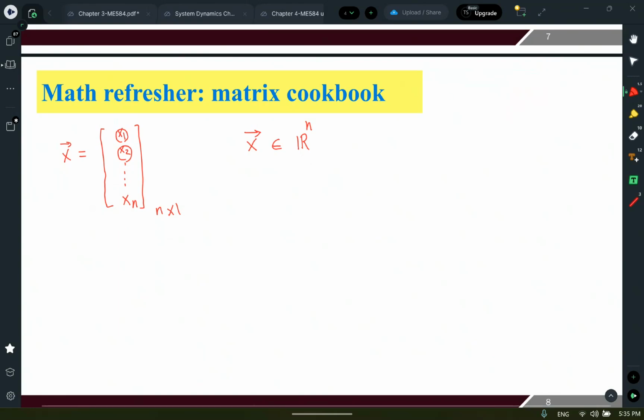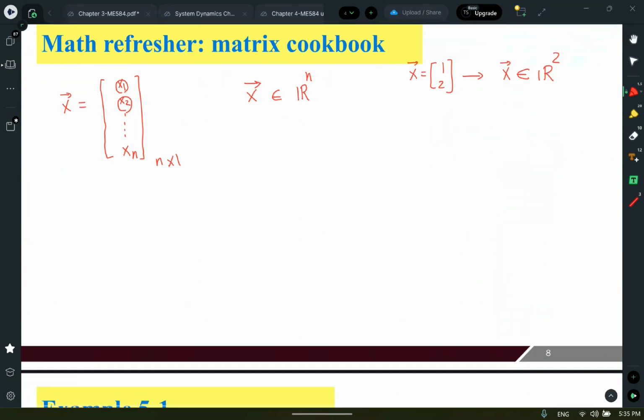Okay, for instance, if I have X as 1 and 2, then my X belongs to R2, which means that it's going to have only 2 components. And each of these components are going to be a real number. Okay?